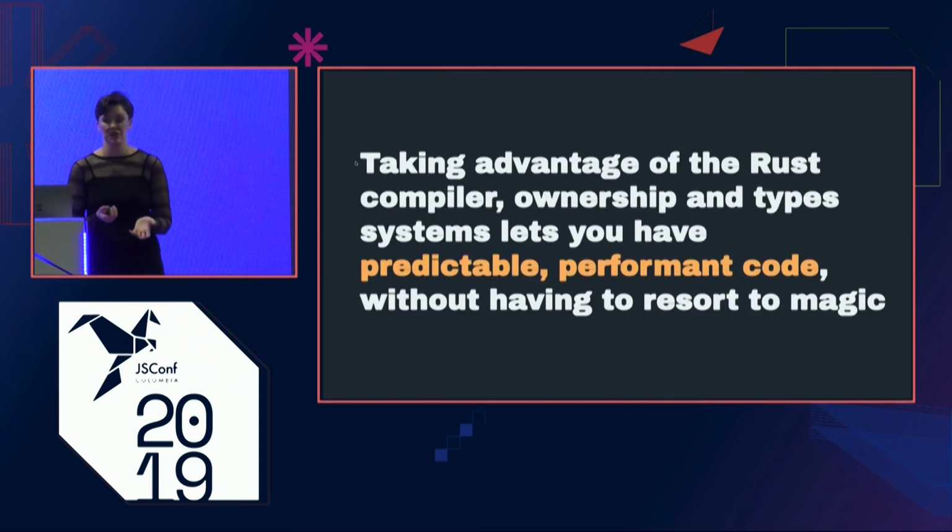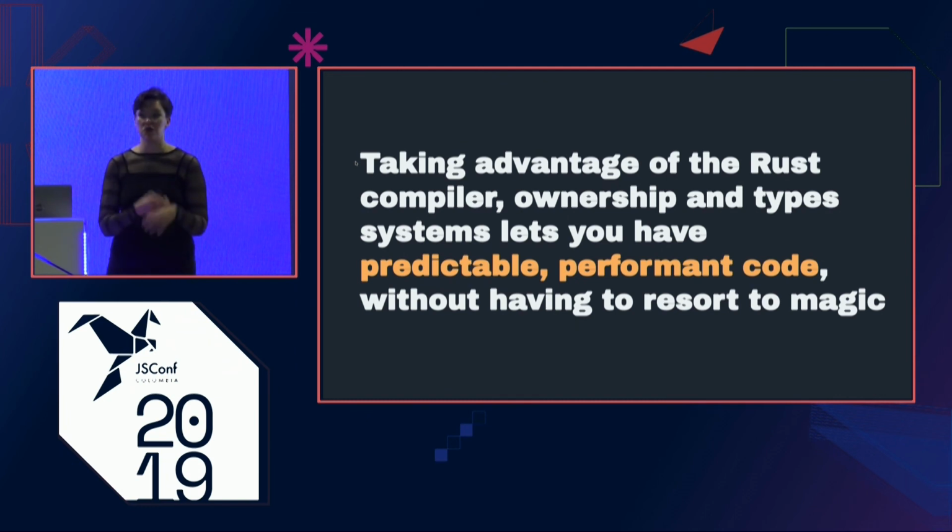And being able to take advantage of the Rust compiler and the ownership and type systems that it provides gives you very predictable code with a lot fewer runtime errors. Even though I was showing you a bunch of code that had runtime errors, those runtime errors are a lot fewer than if just writing JavaScript.